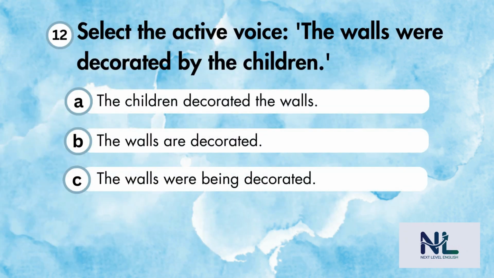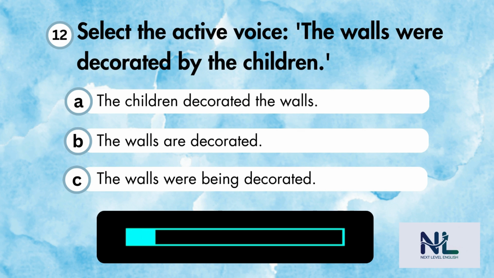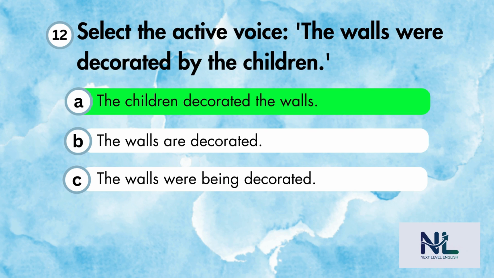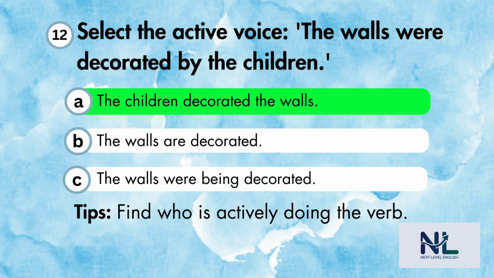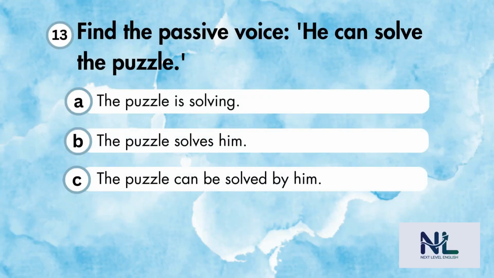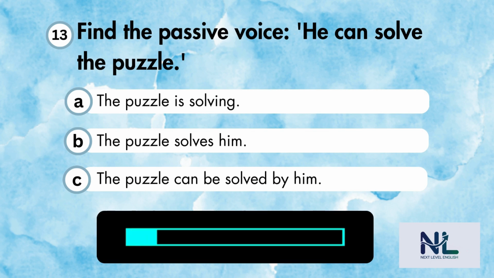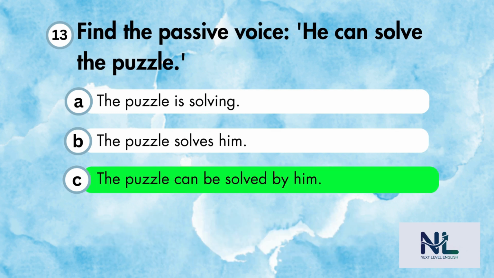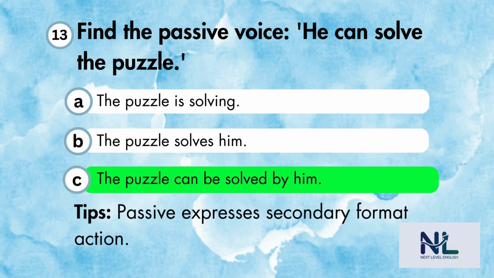12. Select the active voice. The walls were decorated by the children. The children decorated the walls. Tips: find who is actively doing the verb. 13th. Find the passive voice. He can solve the puzzle. The puzzle can be solved by him. Tips: passive expresses secondary format action.